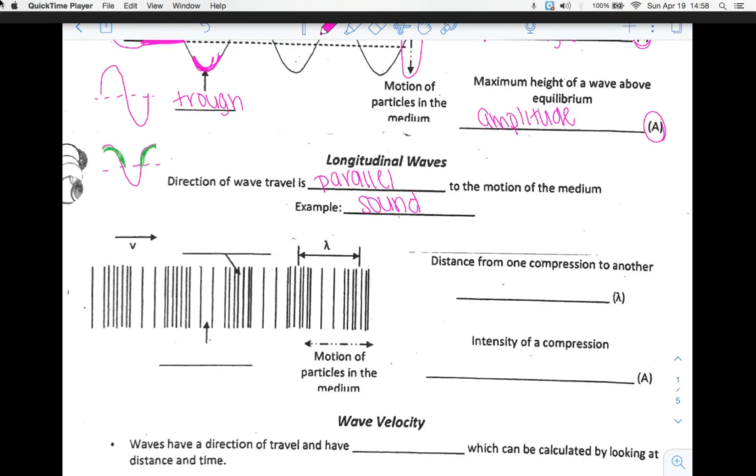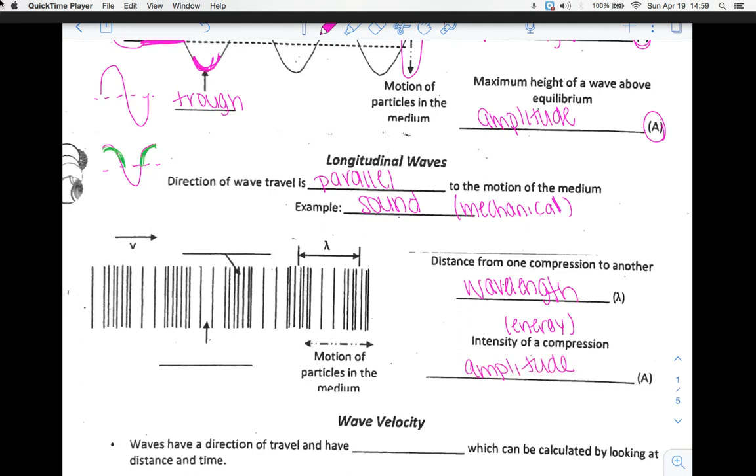Longitudinal waves, or I should say sound waves, can also be called mechanical waves, which you'll see written sometimes as well. So you do have to make sure you are familiar with the other term that they could use. The distance from one compression to another, again, is your wavelength, the Greek letter lambda. The intensity of a compression, how intense you are doing something, is the energy, and that is, again, your amplitude.